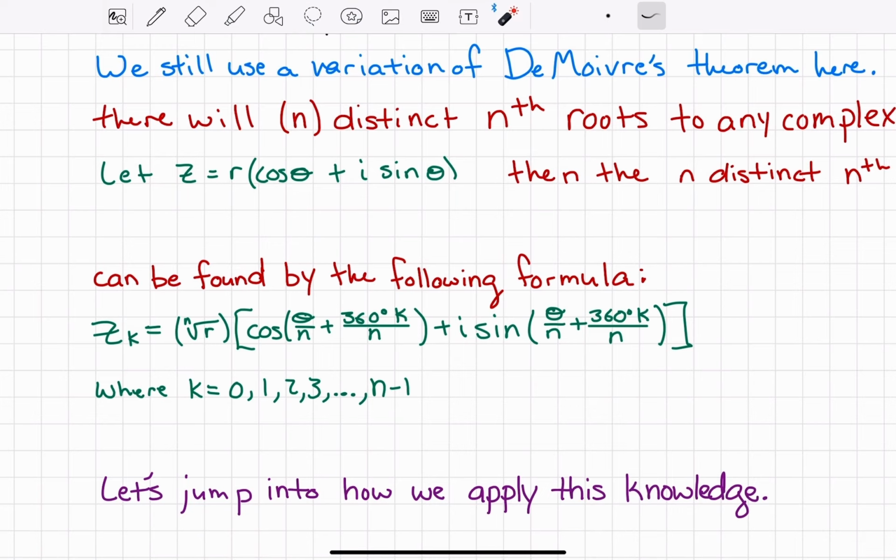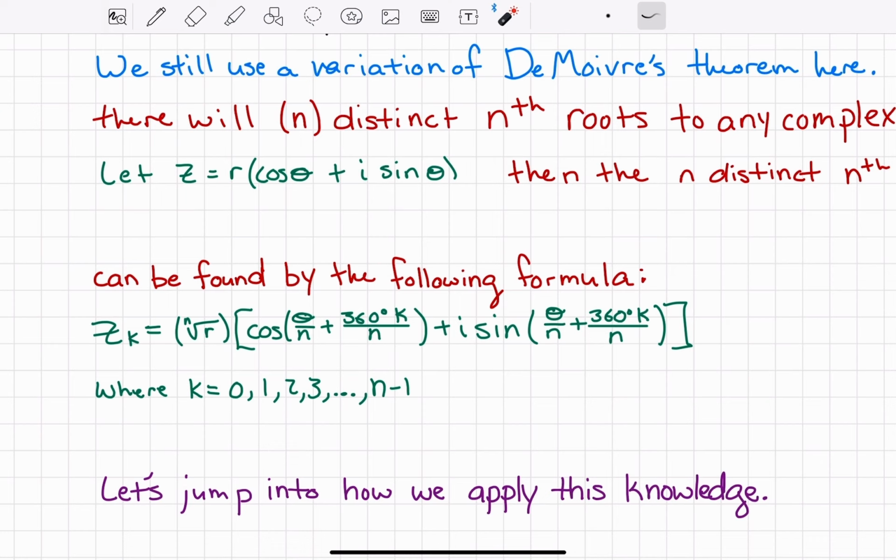So if we're looking for 3 roots of a complex number, then what we're going to need to do in de Moivre's theorem is take the cube root of it. If we're looking for 2 roots, then we're going to have to take the square root of it. If we're looking for 10 roots, we're going to have to take the 10th root of our complex number in order to get those 10 roots. All right, so that's what n is. It's however many distinct roots we're looking for.